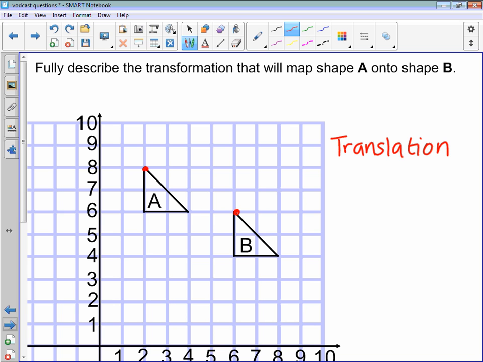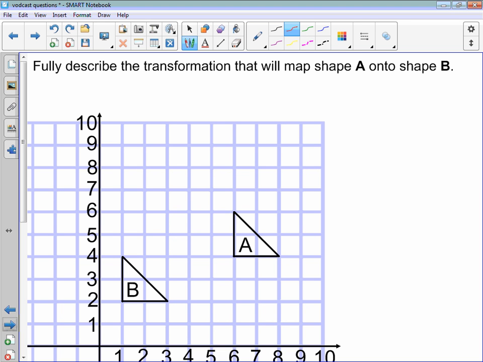Now this time it has moved 1, 2, 3, 4 spaces to the right and 1, 2 spaces down. So remembering the top number tells us how far left or right we go, 4 spaces to the right means we need to have a positive 4. Because it has moved 2 spaces down, we need to have negative 2 on the lower number. So describing this one, we have a translation with the vector (4, -2).